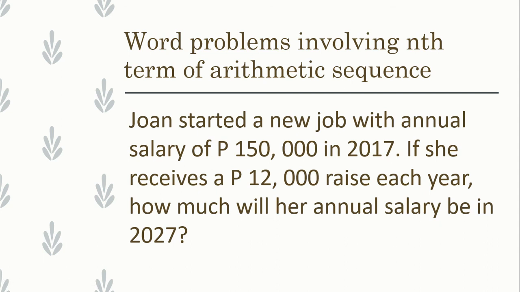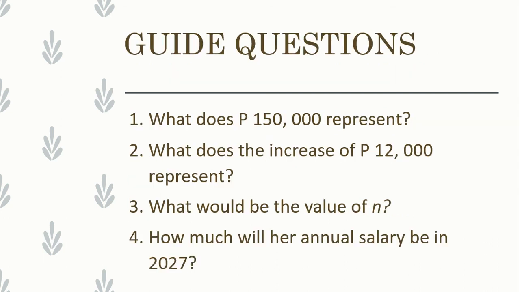Let us analyze again the problem by answering the following guide questions. Guide question number 1. What does 150,000 represent? Number 2. What does the increase of 12,000 each year represent? And number 3. What would be the value of n? And lastly, how much will her annual salary be in 2027? That is the main problem. You can pause the video to enable you to answer these at your own pace.